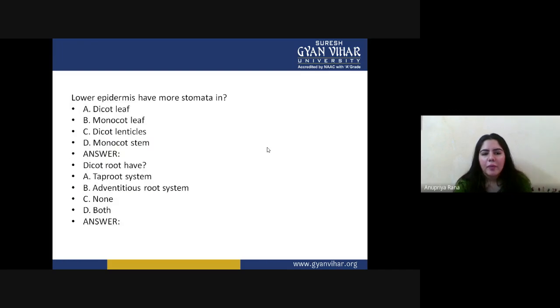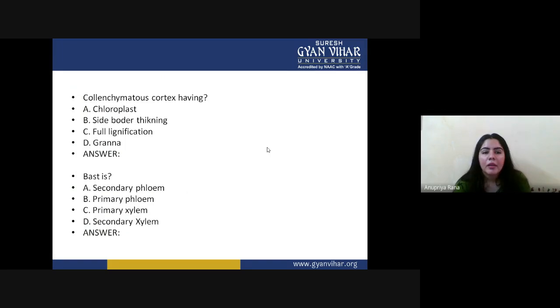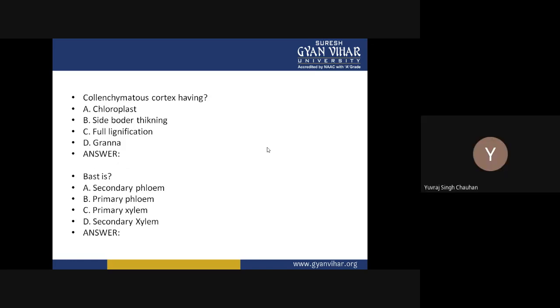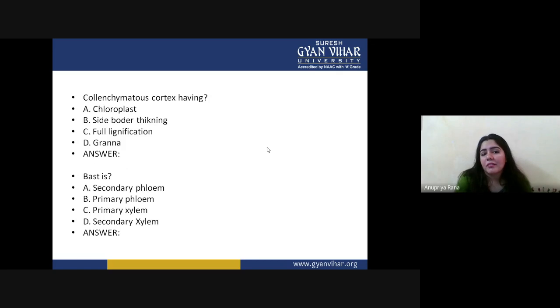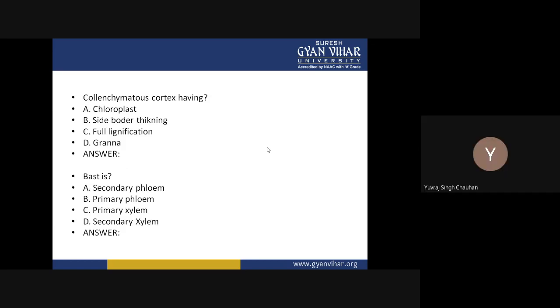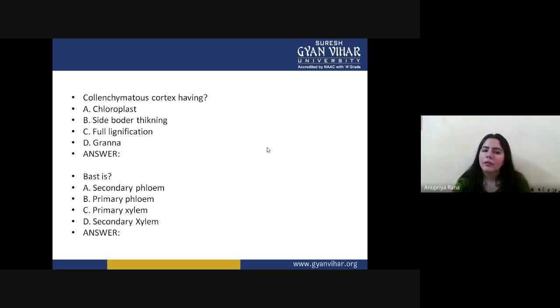Reticulate venation, lower epidermis having stomata, taproot system. Dicot root has which kind of root system? Collenchymatous cortex having. Actually, answer this question. Collenchymatous cortex having. Chloroplast, or side border thickening. Yes, side border thickening.